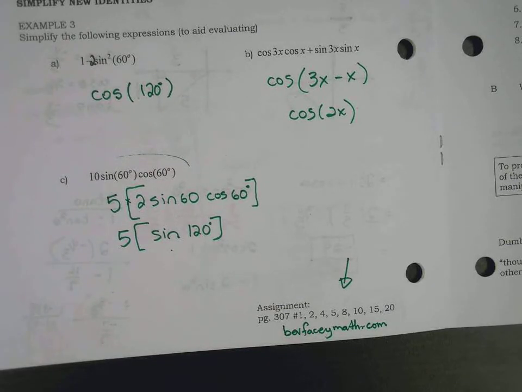Good luck in your sum difference, double angle identities, as we include those with our Pythagorean identities, because tomorrow we move on to proving identities, and all of our comfort with this will start to make sense. Good luck.